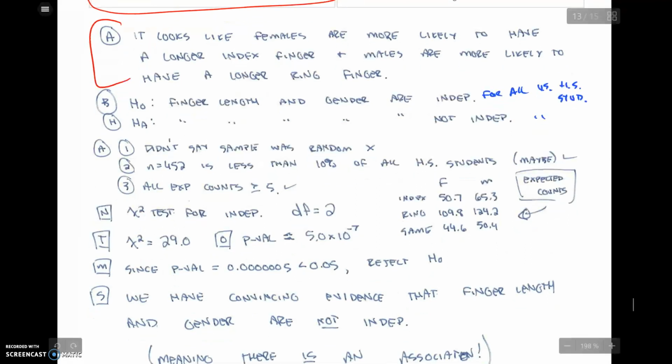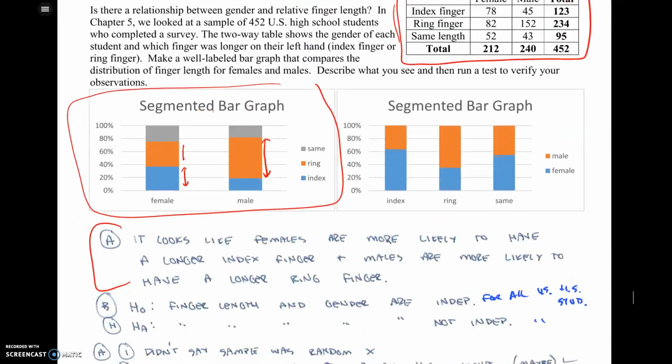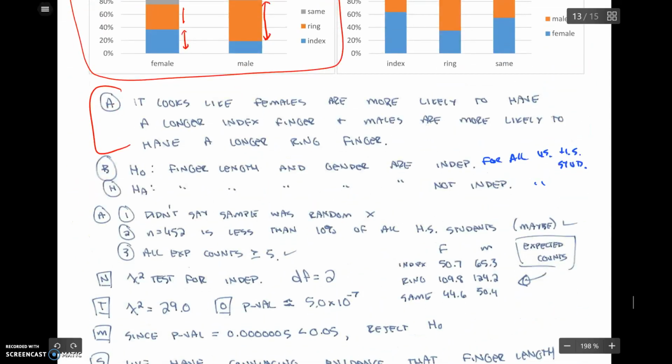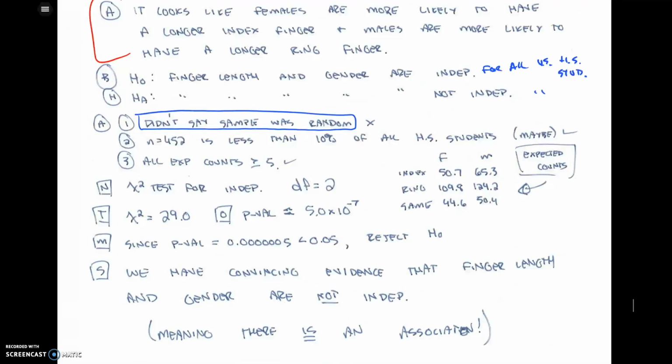All right, check the conditions. They didn't say the sample was random. That's a huge problem. It just says a sample of kids who completed a survey. They probably had some kind of online thing that people chose to respond to. This means we can't generalize to any population at all. You could even argue that everything we're doing after this is almost a waste of time. But just for the sake of an example, let's continue on and do it, I guess.